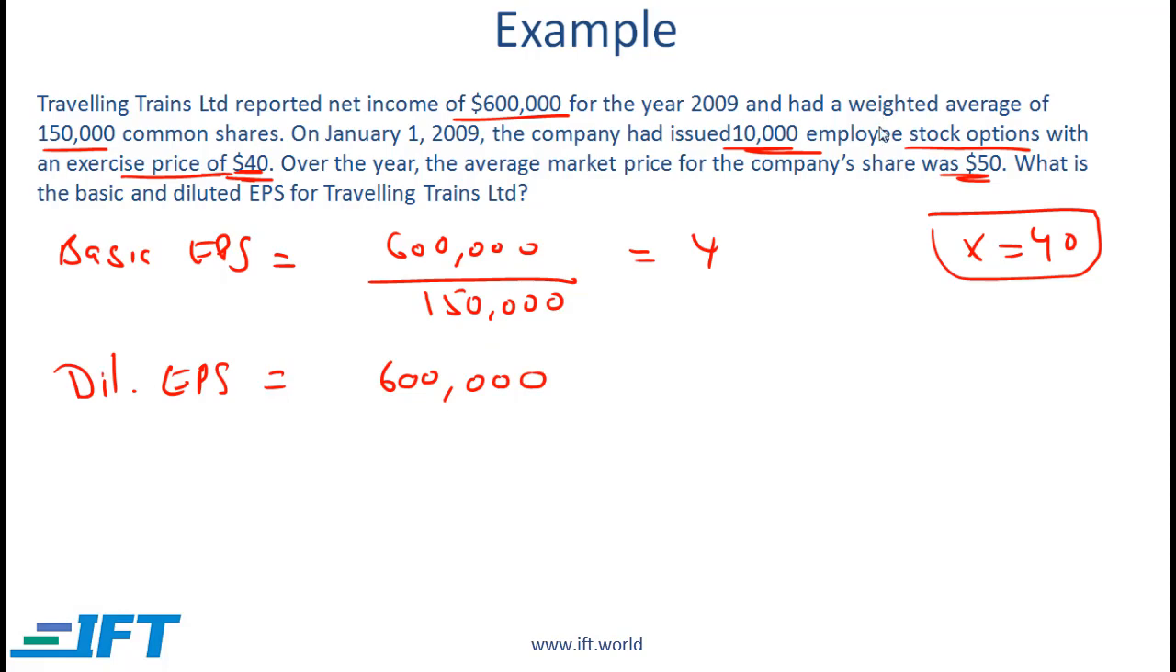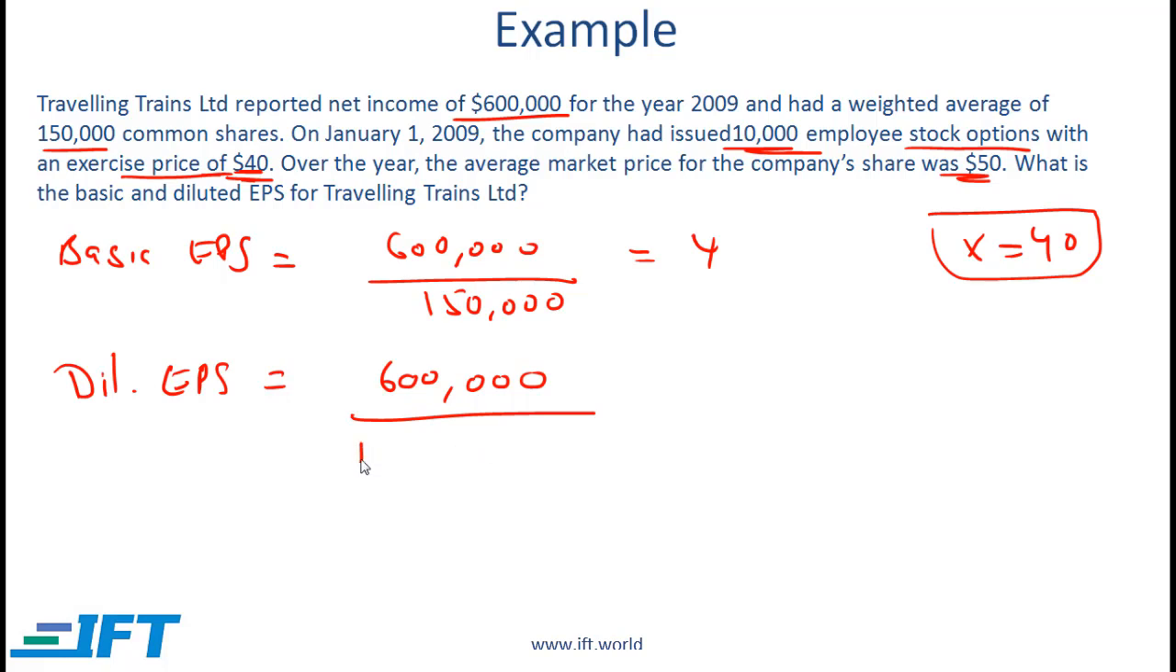When the options are exercised, what happens is the employees come to the company and they submit their 10,000 options, and in return the company issues 10,000 new shares and gives them to the employees. So as far as the numerator is concerned, there is no difference. The numerator is still 600,000. That is still the total amount of money available to common shareholders. There will be an impact on the denominator.